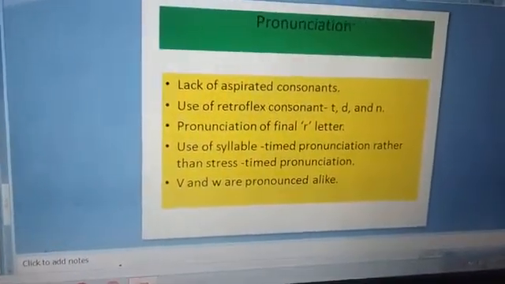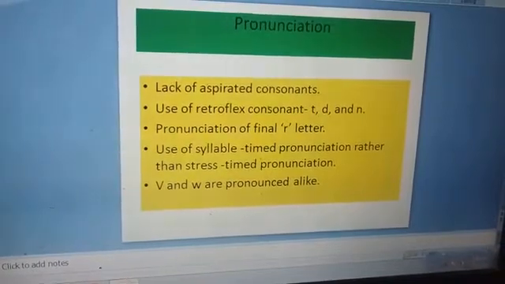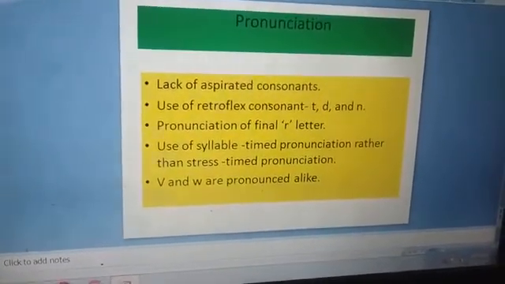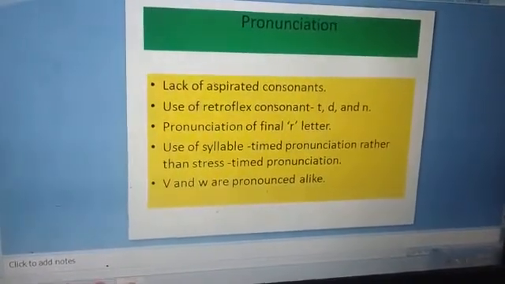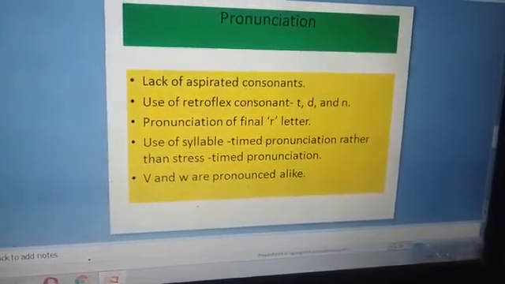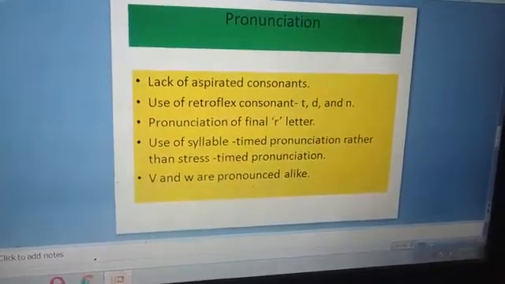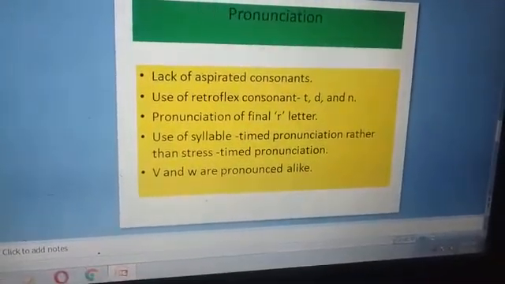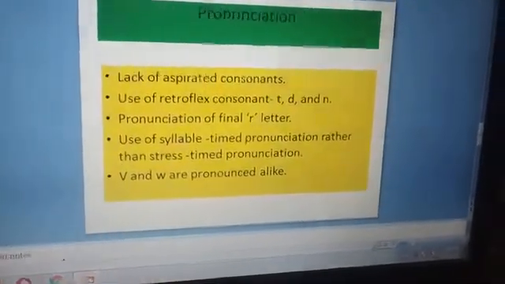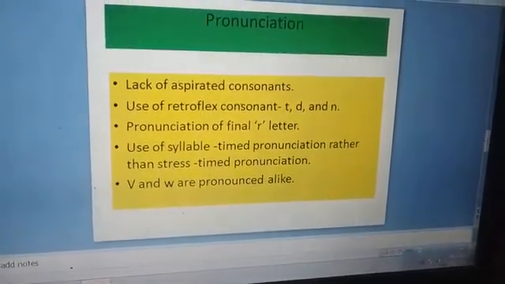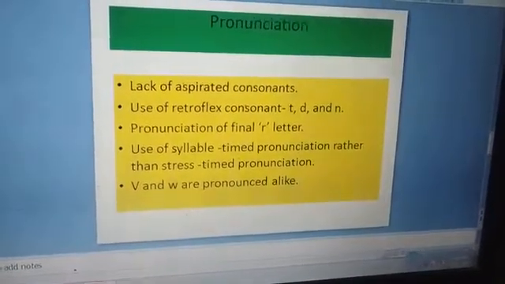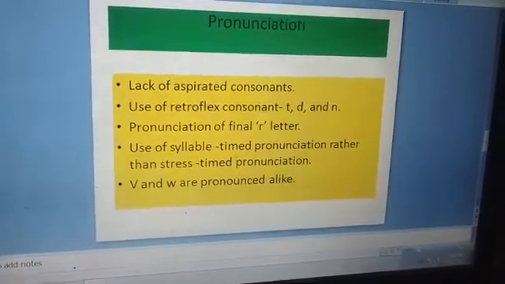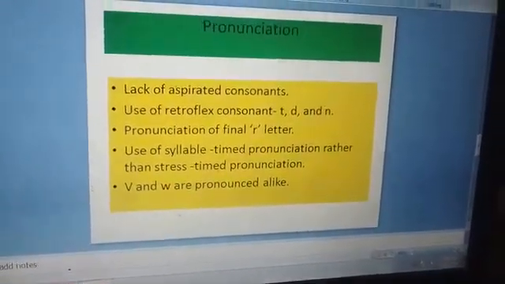On the level of pronunciation also, we find that Indian English shows certain distinguishing features. First of all, there is the lack of aspirated consonants in English. We do not have aspirated consonants like the aspiration of the H sound with P or the H sound with T. So aspiration is not found in Indian English because the languages and dialects in India do not have this feature, and because of this local influence we have changed the process of aspiration in English consonant sounds.